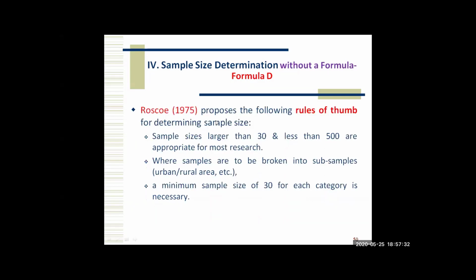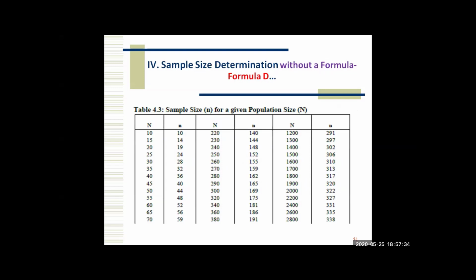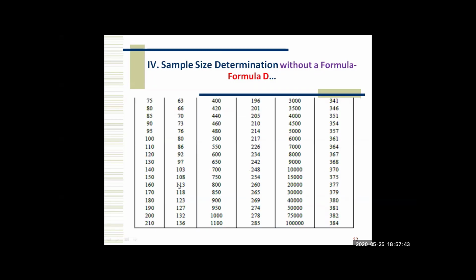Then try to also use his table. Roscoe's table is already given. If you have a total population of 290, the sample is 40. This is already determined, you see. And if you have 10,000, then you need a sample size of 248. And if 75,000, 278. This table is mostly applied, and the table is statistically determined. That was the point.